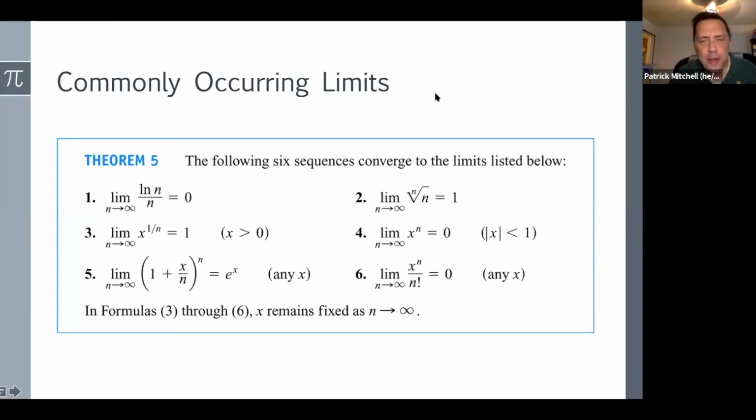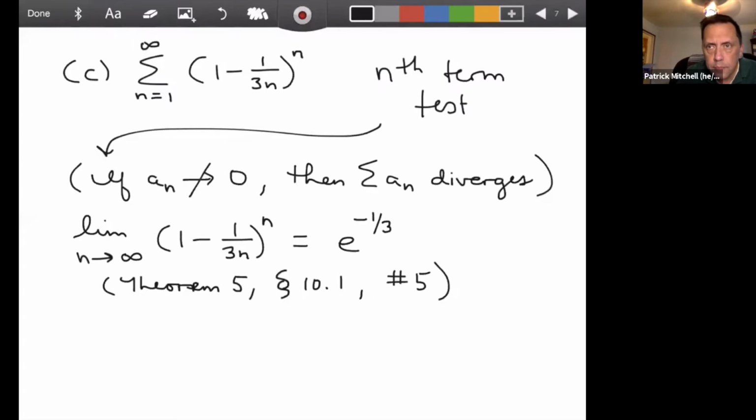Okay, this is the theorem that I am referring to from section 10.1, looking at number 5. The limit as n increases without bound of 1 plus x over n to the power n is equal to e to the x for any x. So in the problem that we are working on, x is equal to negative 1/3.